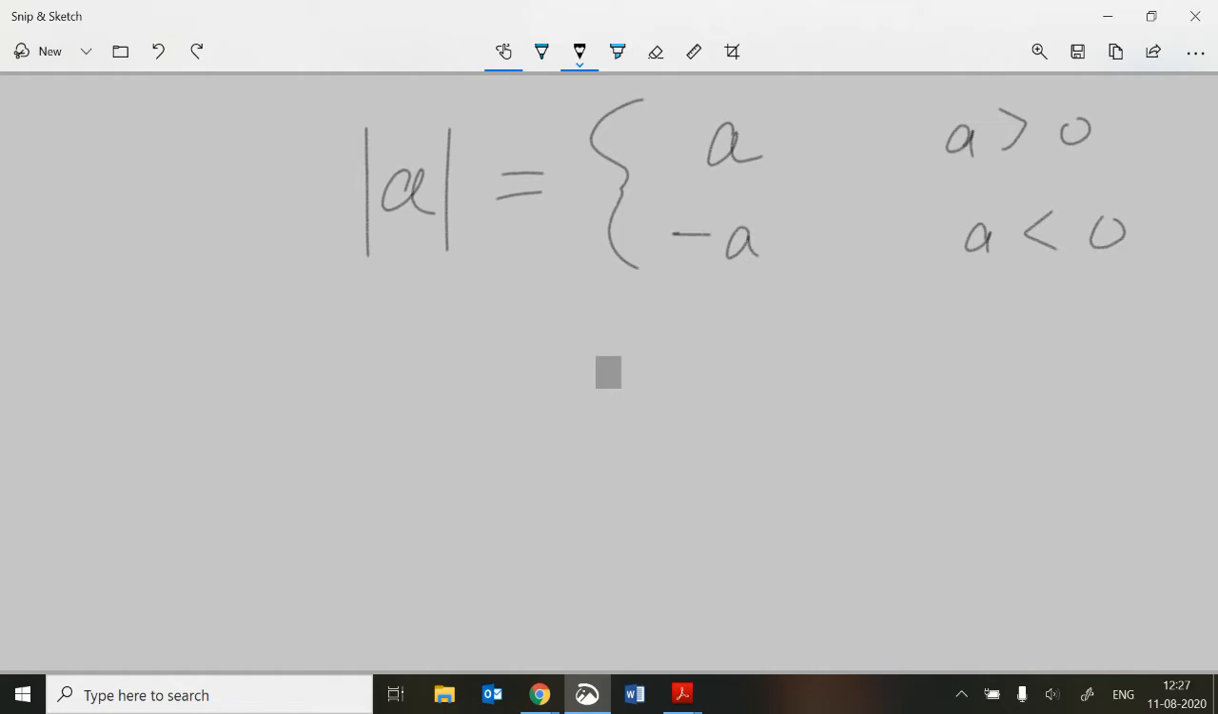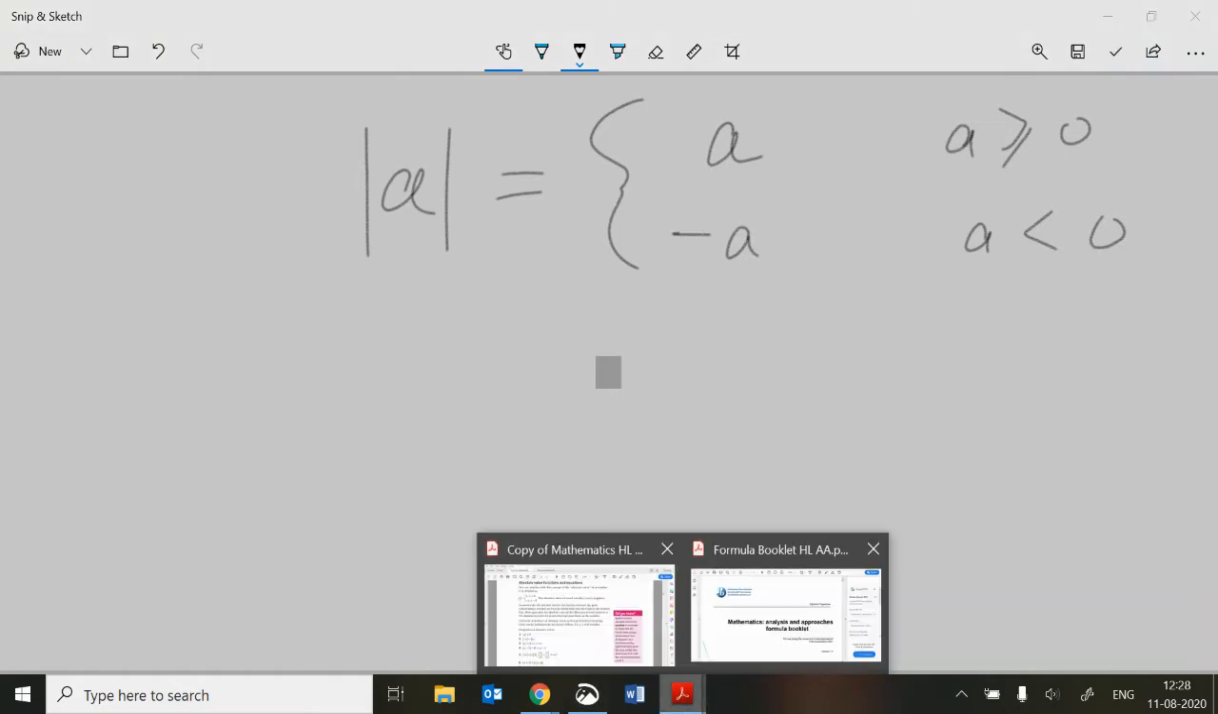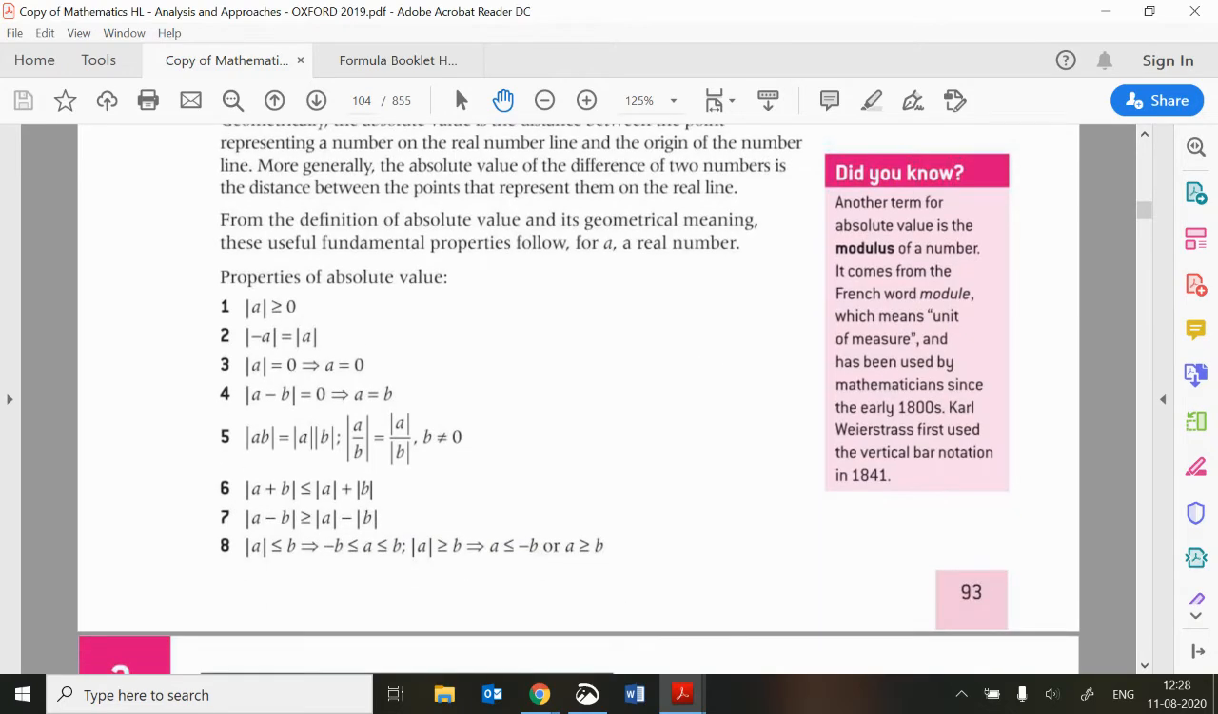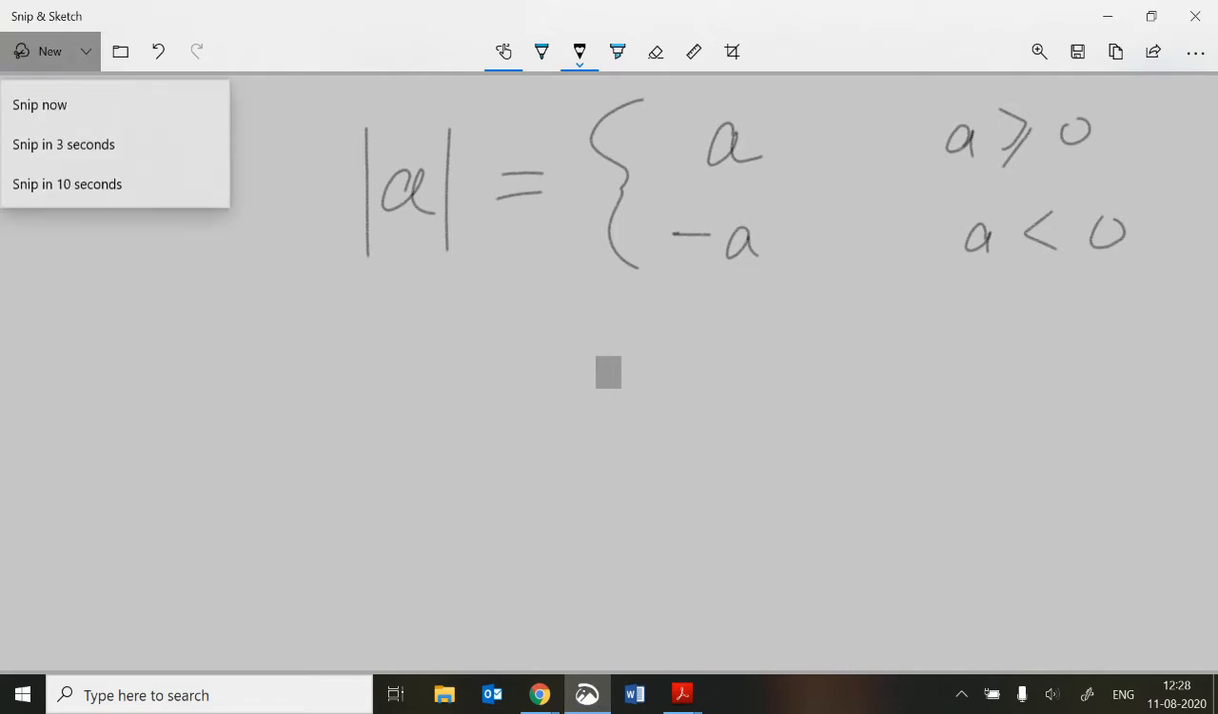Now I'm missing the case for when we have 0. I can put that either here or here, because positive or negative 0 is still 0, so let me put it there. Okay, let's check the definition in the book, see what they do. Yeah, they've done what I've done. They've just put some commas there as well. Now, the properties of absolute values are worth considering.